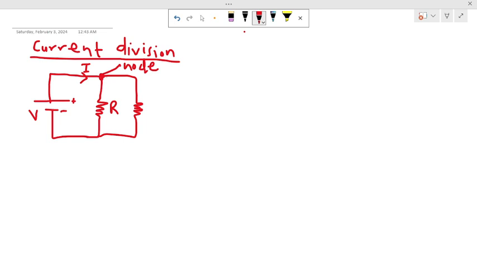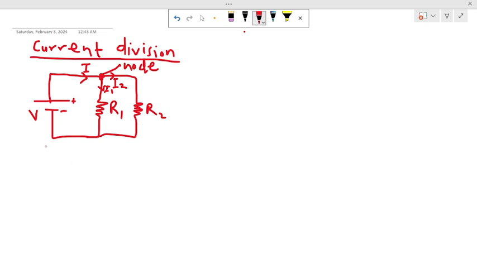So in this case, since the node connections has two wires, the current will split into two. So let's name the split currents I1 and I2, and the resistances R1 and R2 respectively, right? Now, since the resistors are parallel, the same voltage will run through the two resistors, and so the voltage across resistor 1 will be V, and the voltage across resistor 2 will also be V.